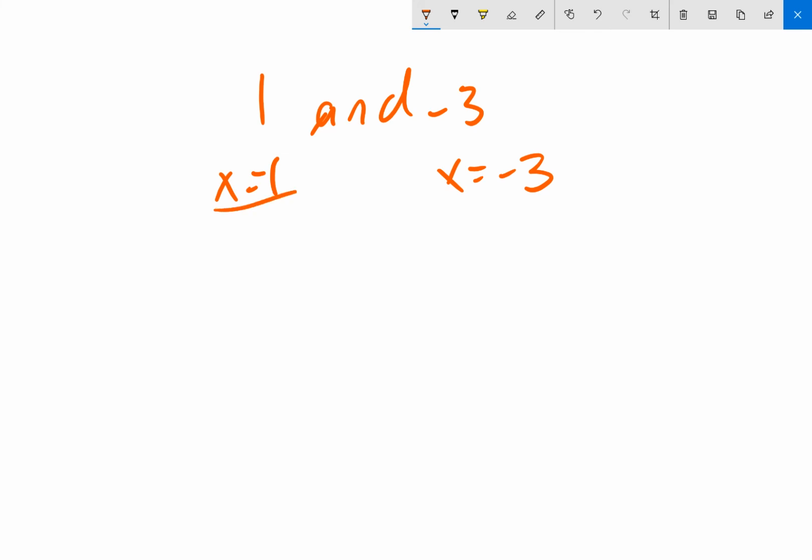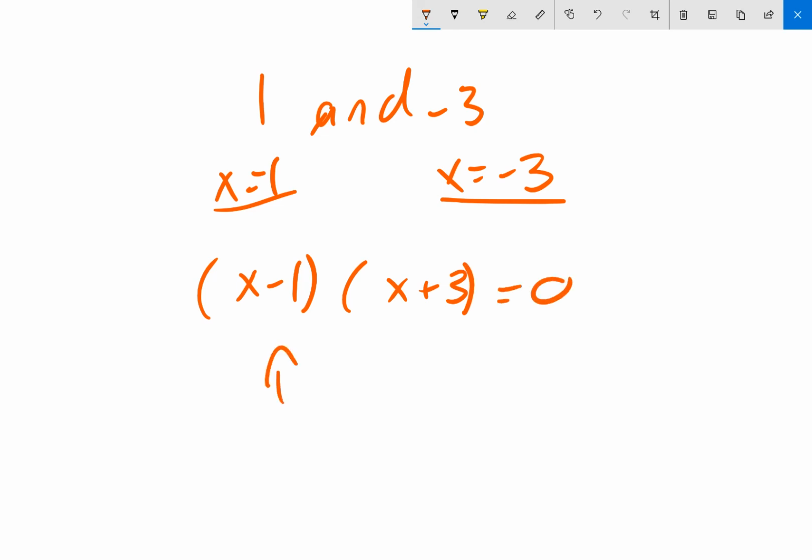Now, if x equals 1, then the factor it came from was x minus 1. And if x equals -3, then the factor it came from is x plus 3. Right? Because if you set those equal to 0, these are the answers you would get. So I'm working backwards here. I'm reverse engineering this problem. So I know those are the factors because I already knew these were the answers.